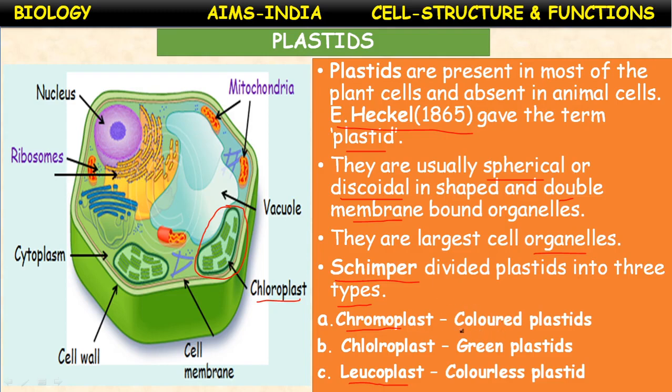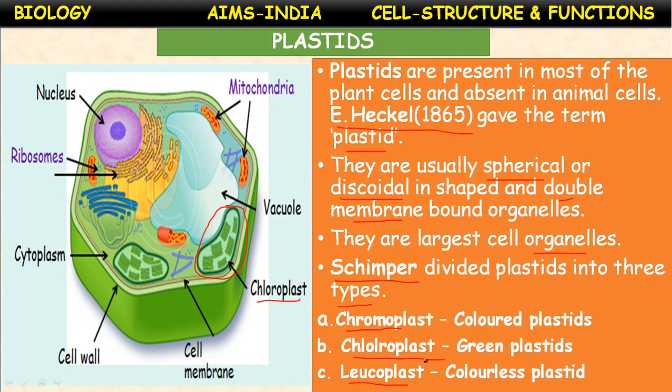So, chromoplasts are colored plastids, except green colored plastids, which are called chloroplasts. Colorless plastids are called leucoplasts. They perform different functions. Chromoplasts are present in the colored parts of the plant, like petals of the flower, and their function is to attract insects for cross pollination.